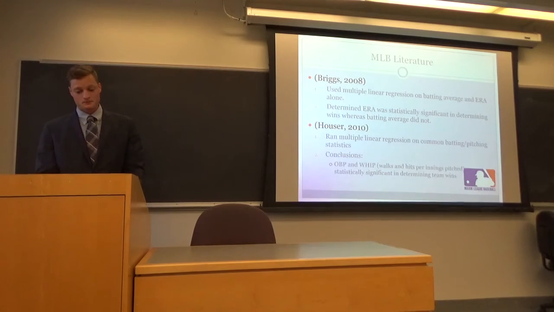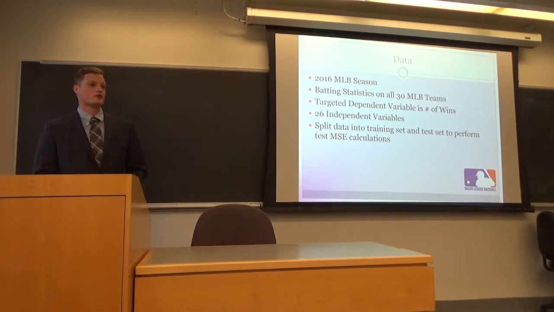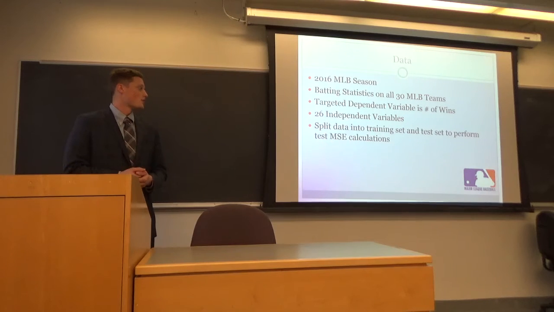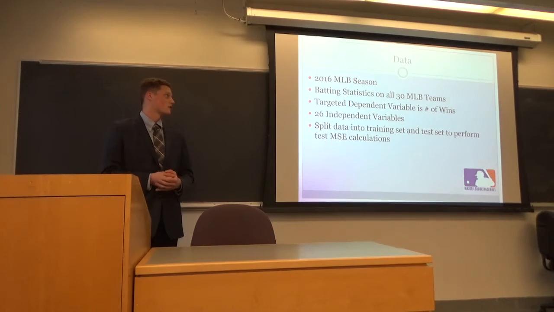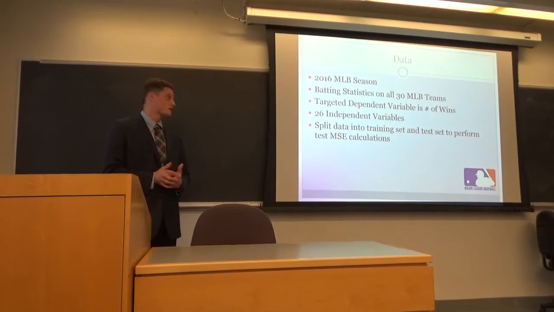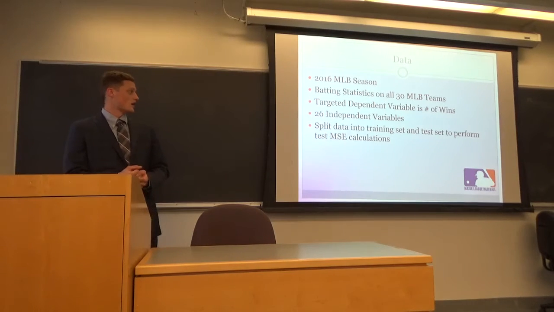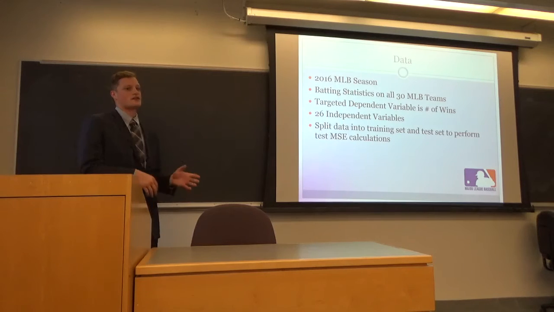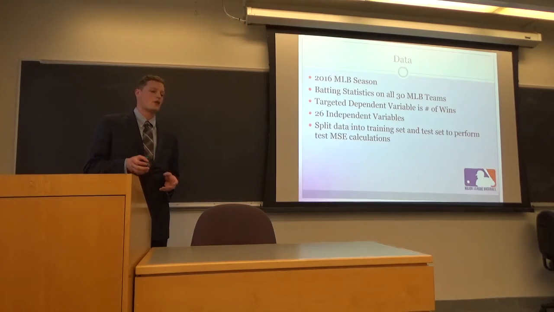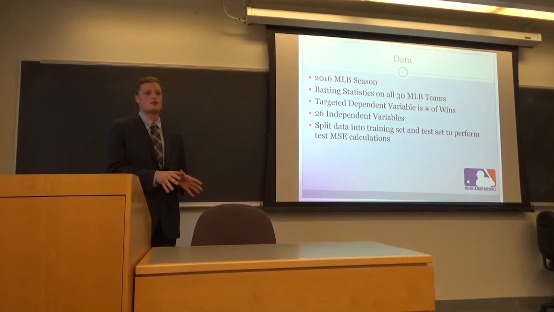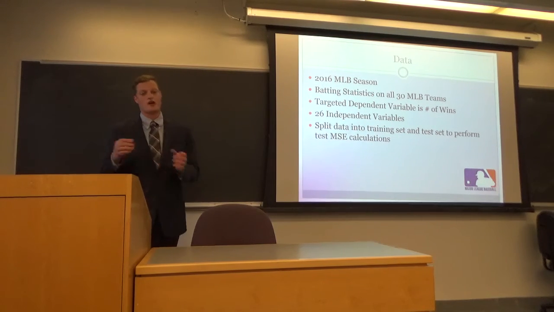For the data, I used 2016 MLB data, gathering all 30 MLB teams. So I essentially got the whole population for 2016. My targeted dependent variable was number of wins, and I had 26 independent, or predictive, variables. The first thing I did was split the data into both a training set and a test set. The reason behind that is I wanted to see, essentially, can one set of 15 MLB teams explain the variation in wins for the other 15 teams?